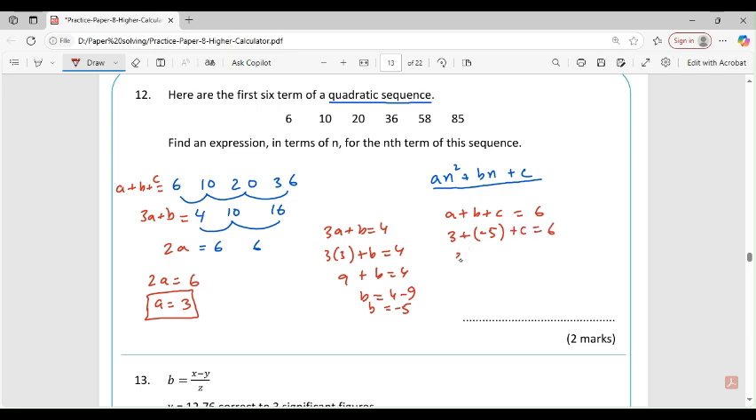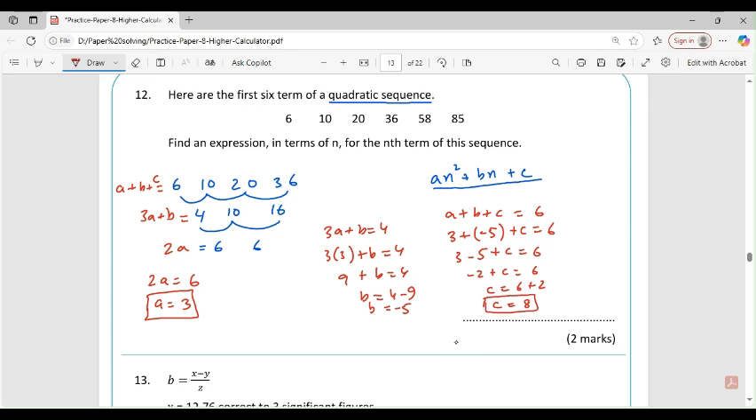So this is going to be 3 minus 5 plus c equals 6. So this is equal to negative 2 plus c equals 6. That means the c value is going to be 6 plus 2, which is c equals 8. Now we have the value of a, b, and c all together.